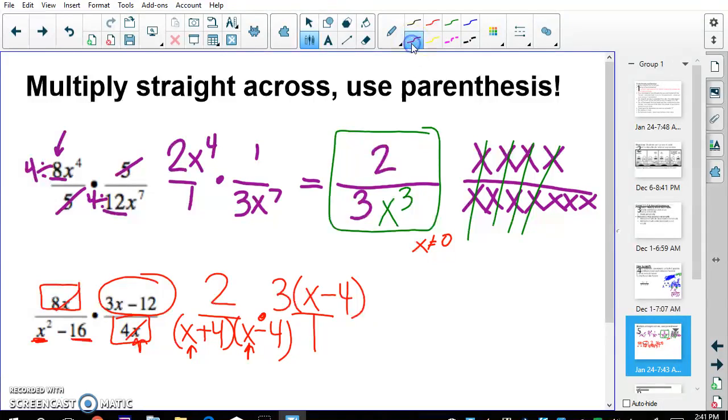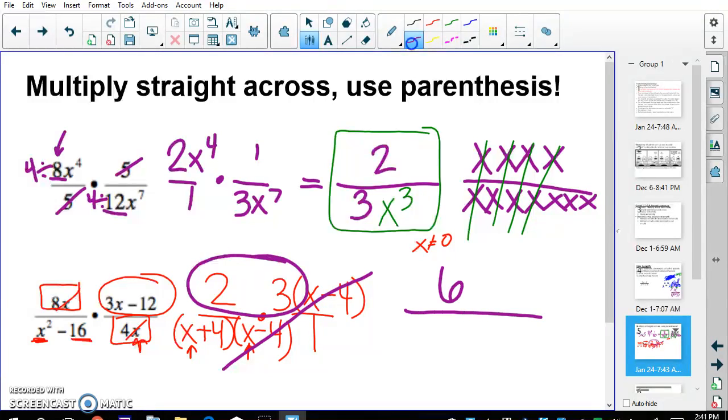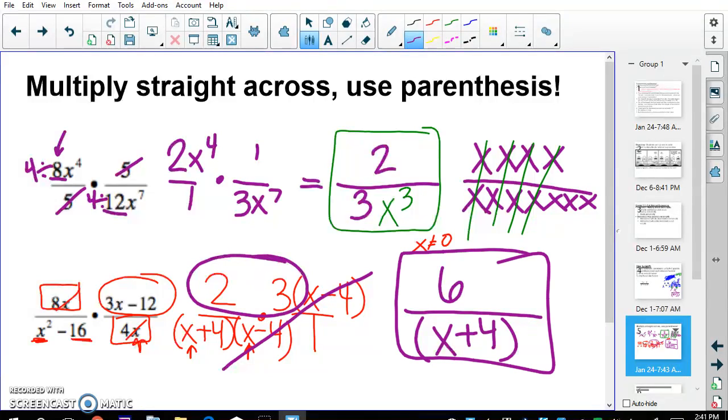So now I'm going to take my purple and look across. 2, does 2 cancel anywhere? No, because I can't cancel into those x plus 4, x minus 4s. The 3 doesn't cancel, but look, x minus 4 and x minus 4 do. So now, what's on the top? I multiply them to get 6, and on the bottom, x plus 4 times 1 is just x plus 4. There you go, and all done.